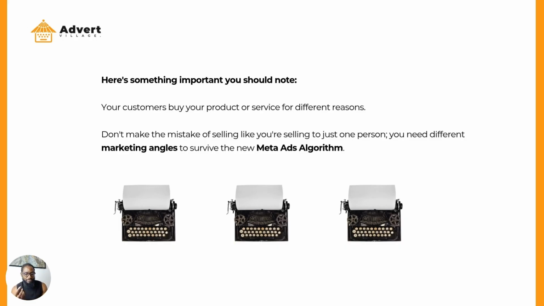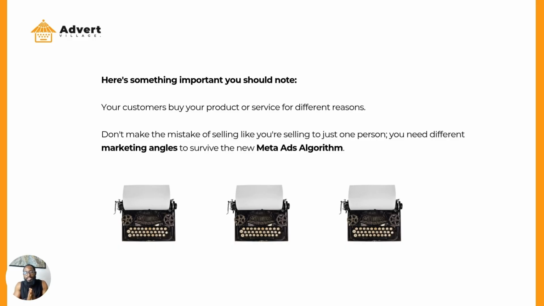We need different marketing messages and angles to survive the new Meta ad algorithm. Guys, this is very serious. The mistake we used to make is that we pick one marketing message for one customer and create multiple variations around that. No. Once you do that, Meta is going to see that advert as one. Even if you create multiple variations of it, changing the first 3 seconds of the video and keeping the body and the call to action, Meta is going to see everything as one.